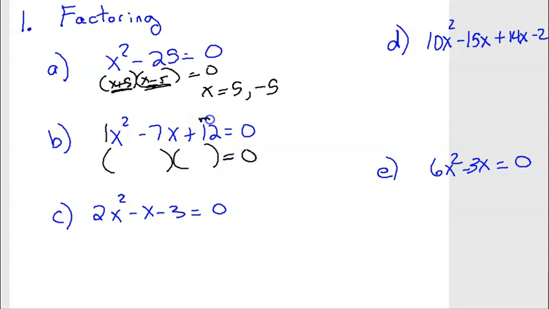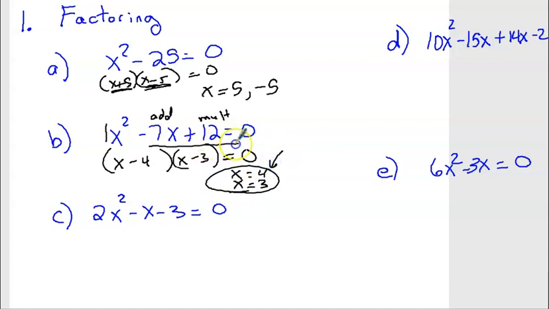So this is where you're going to look for two numbers that multiply together to give you the last number, and add together to give you the middle number. So x minus 4, x minus 3, set them both equal to 0. So x equals 4, x equals 3. And remember what those numbers mean? If I graphed this problem, those are x-intercepts. It's where it crosses the x line.